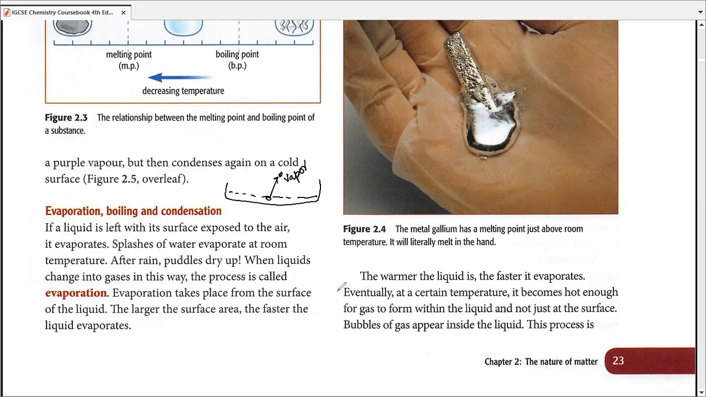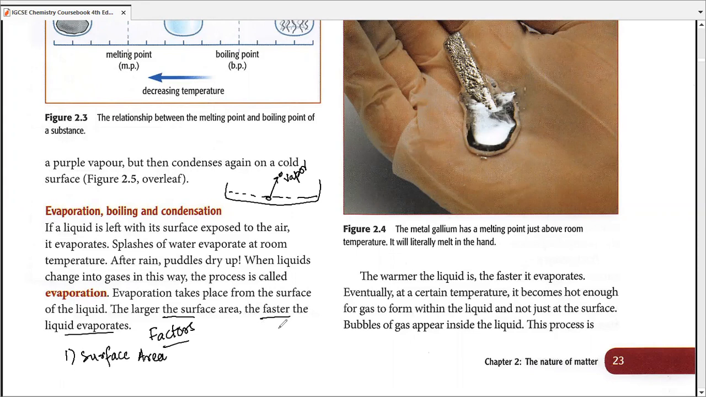Yes, sir. Good, good. So evaporation is actually affected by different factors. Some of them are discussed over here, some of them in other parts of the book. So let's write all the factors that are going to be implied by this book. Now, the larger the surface area, the faster the liquid evaporates. So of course, surface area matters. So the first factor is surface area.